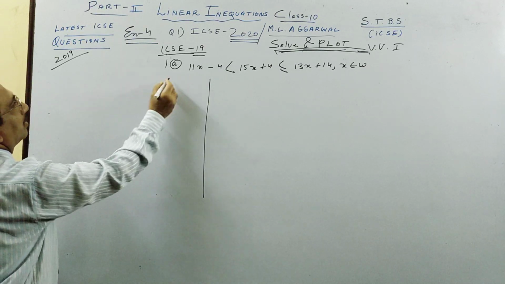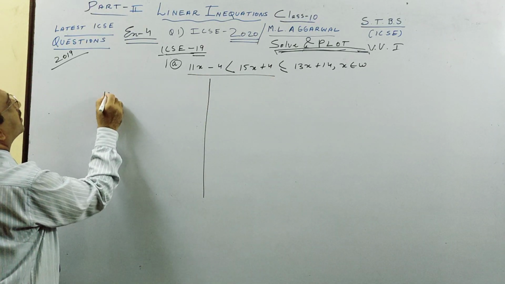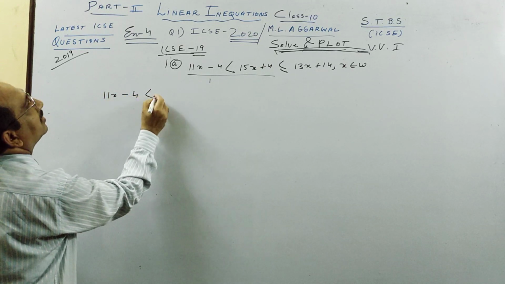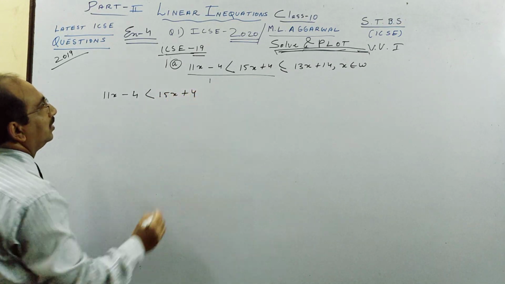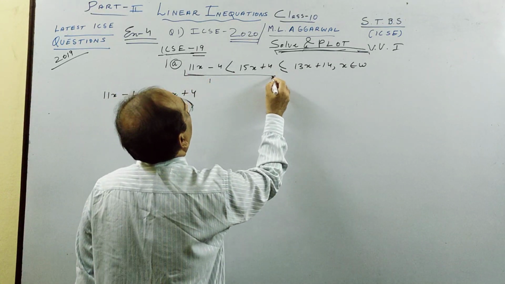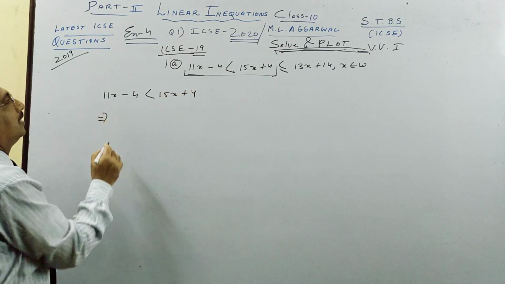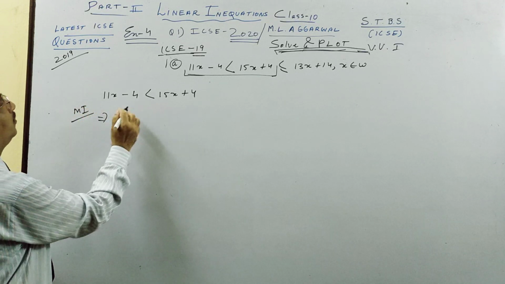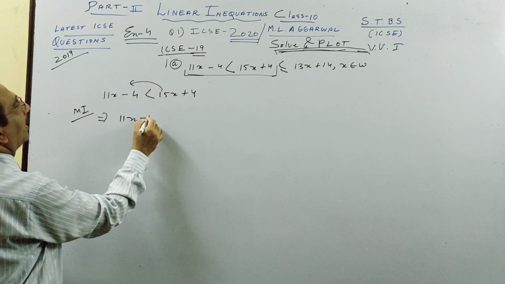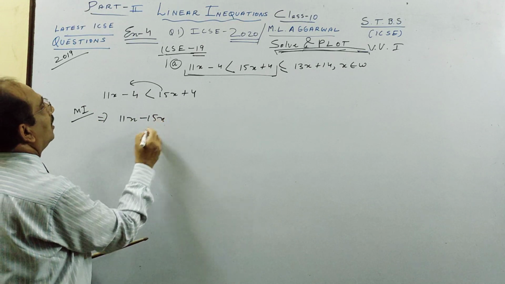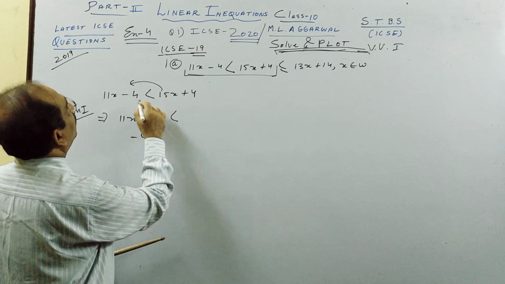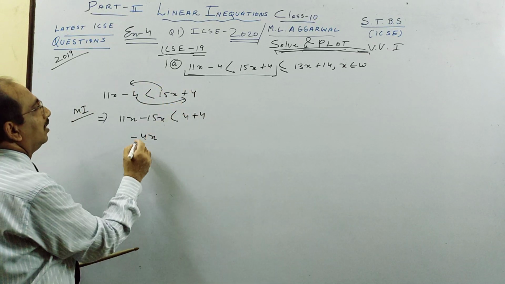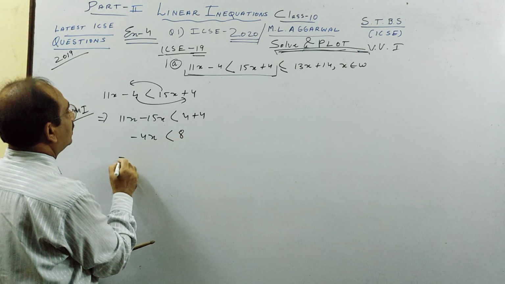First part: 11x minus 4 is less than 15x plus 4. So first I take this, children, like before. Again there is the same thing, 2 methods I'll tell you. Method 1, traditionally used: you bring this to this side, bigger to smaller. So finally you get minus, and this 4 goes there, it becomes plus. See here now, this is 8.